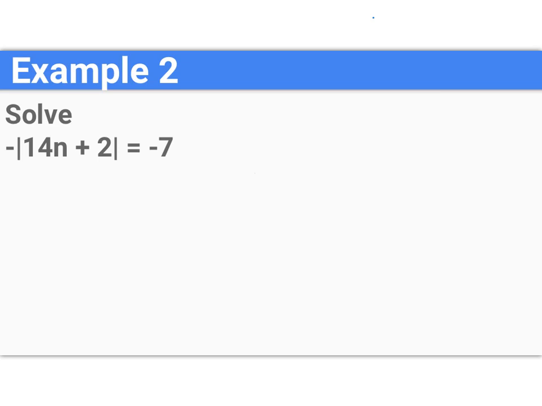So we have a negative on the outside, so we are going to divide both sides by negative 1. Because this negative is on the outside, this means that this is negative 1. So I want to get rid of this before I start solving any of the problem. So I get 14n plus 2 is equal to 7. That's our positive case. And then for our negative case, we have 14n plus 2 is equal to negative 7. So you need a positive and negative case. The absolute value of A is equal to 7 and negative 7, just like in our rules.